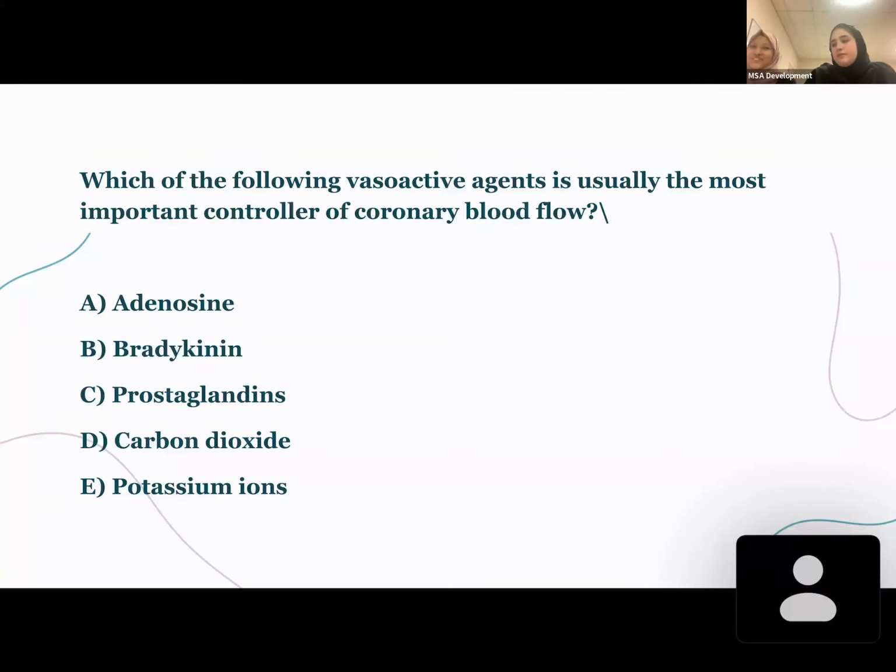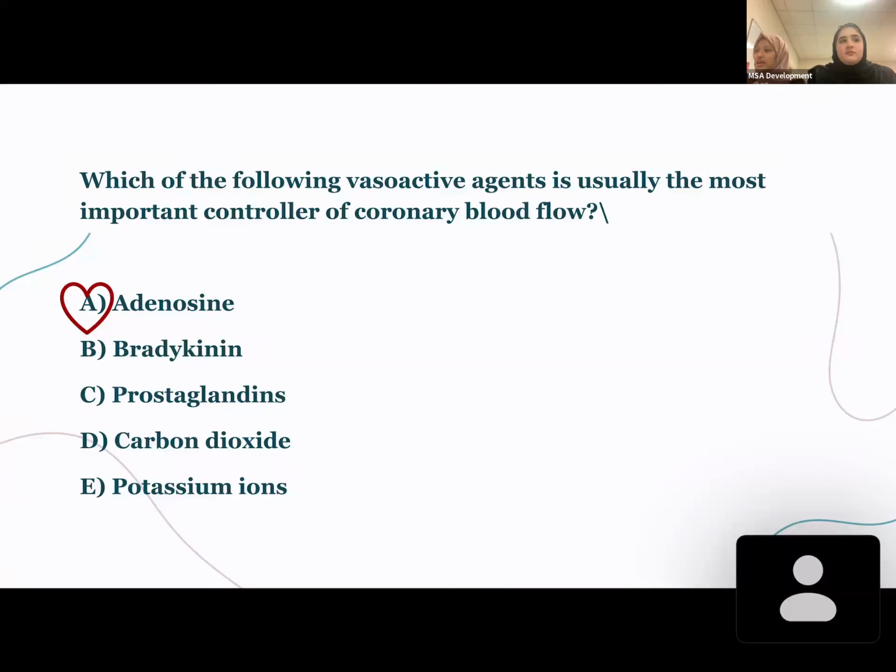Another one. Which one of the following vasoactive agents is usually the most important controller of coronary blood flow? These are two questions right after each other. Everyone said A, because the slides say A. Good job. For cerebral, just remember it's carbon dioxide. For coronary, for the heart, just know that things like adenosine are the main vasodilators that control blood flow.